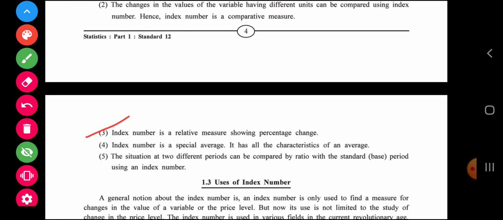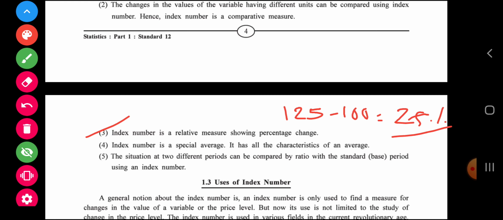If you subtract 100 from the index of any item, you will get the percentage change. For example, the index of wheat was 125, subtract 100 and you will see that you get a 25% change. That is, here it is an increase as it is positive.